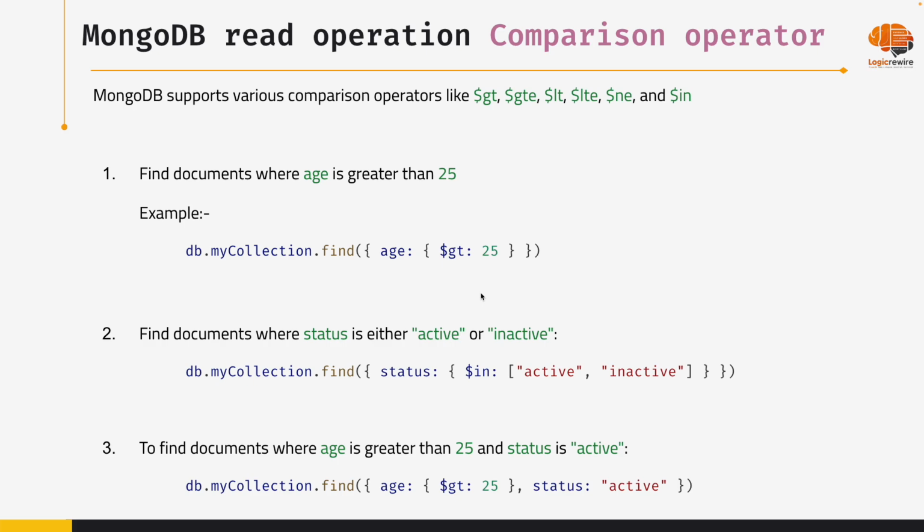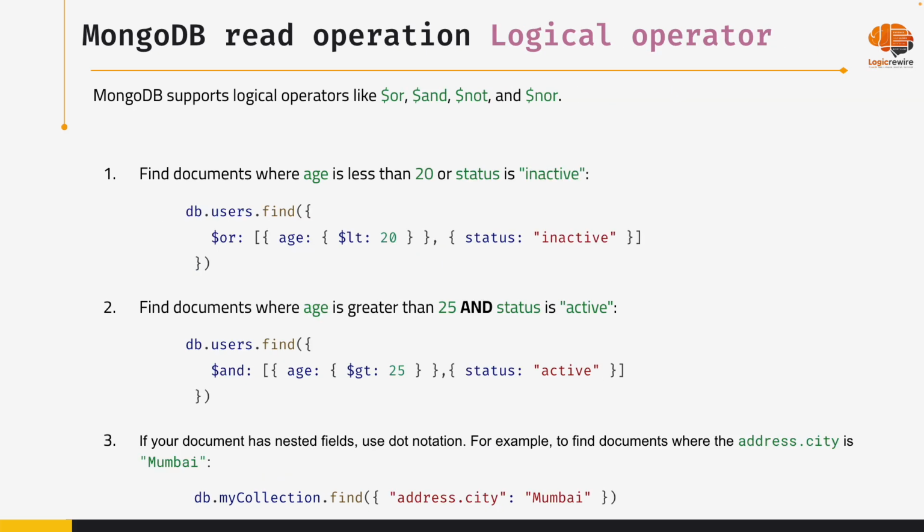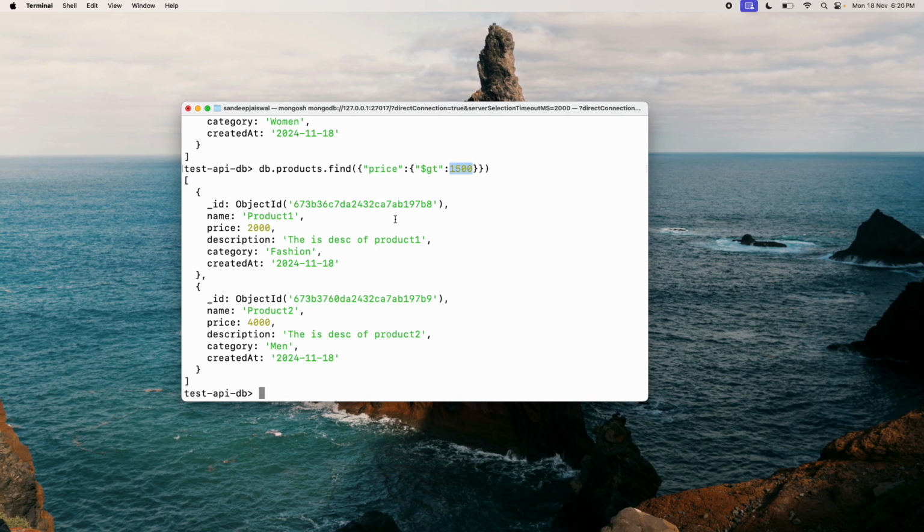Okay, fine. Next, in the same way, we have logical operators: or, and, not, nor. So what are these operators for? Let's suppose my scenario is I want to get the products where the category is women, or else the price is 2000. One condition is either category women should be there or price 2000 should be there. Two conditions.